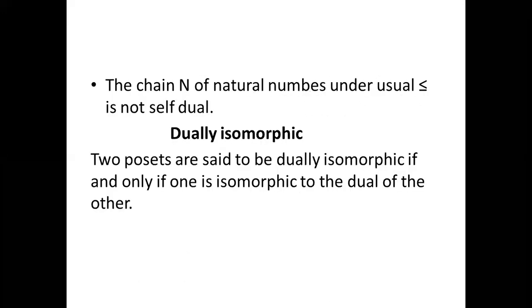Next example is a chain. The chain N of natural numbers under the usual less than or equal to is not self-dual, so that you can easily check: the chain of natural numbers is an unending chain which does not have any endpoint. So it is not a self-dual poset. You cannot find a function like that in that chain.